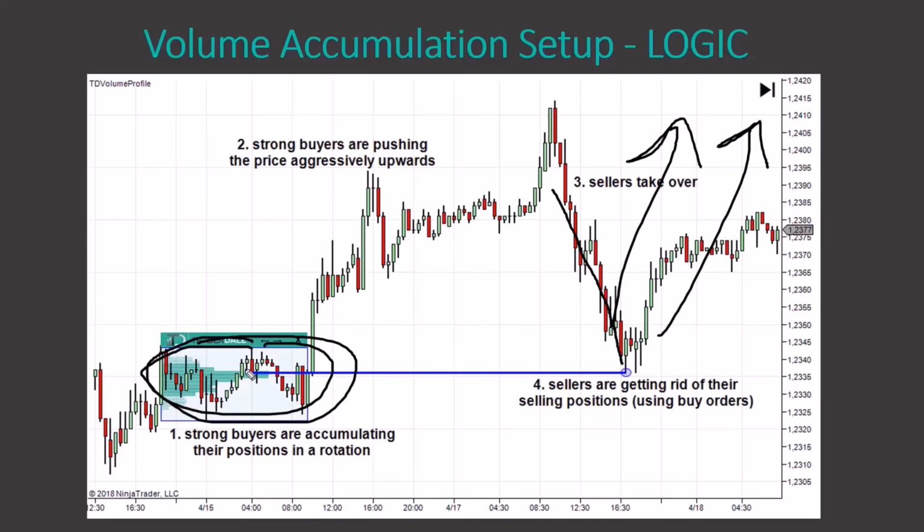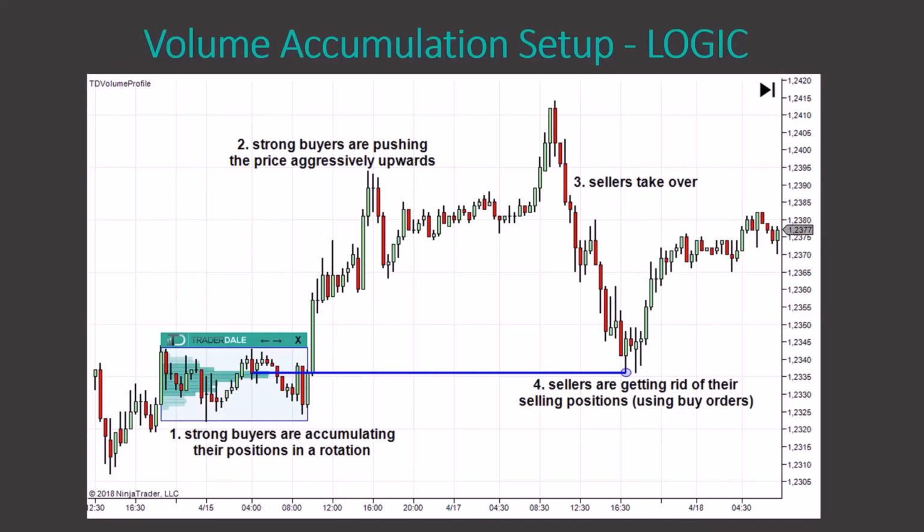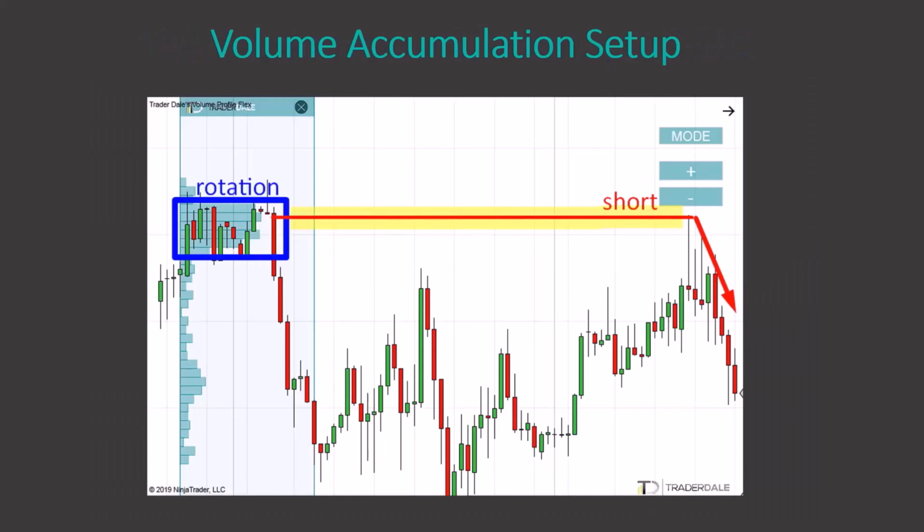Now this doesn't only apply on the volume accumulation setup, it also applies to other volume-based setups, because that's sort of universal logic, right? Every heavy volume area is a very strong support or resistance zone, and it applies everywhere. Now let me give you some more examples on the volume accumulation setup so you get more acquainted with it.